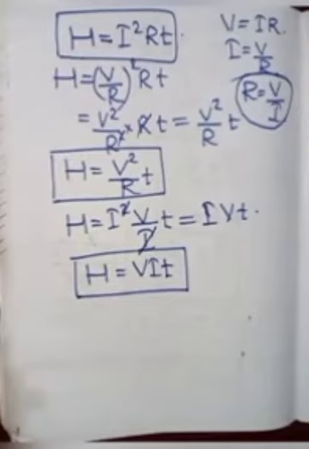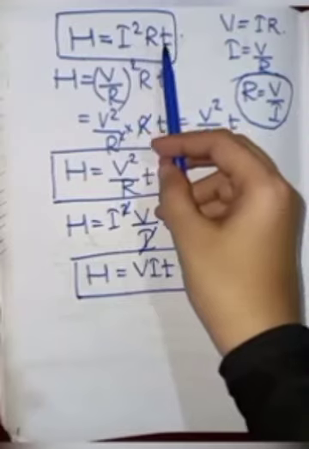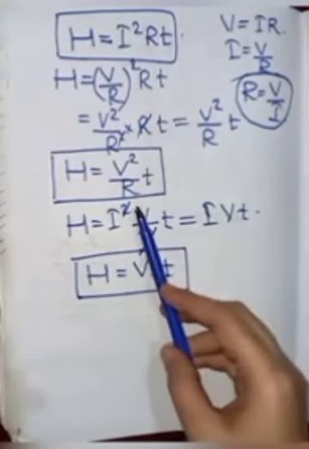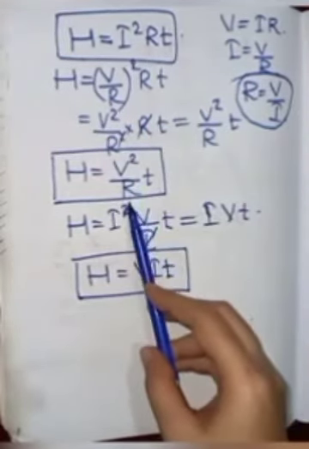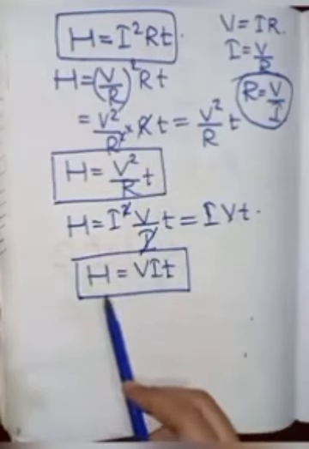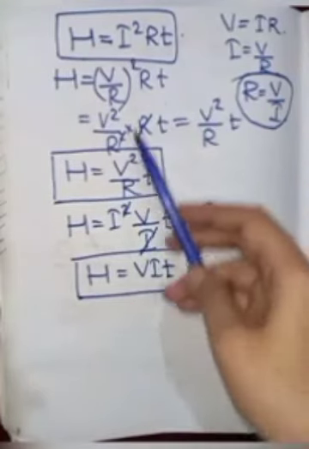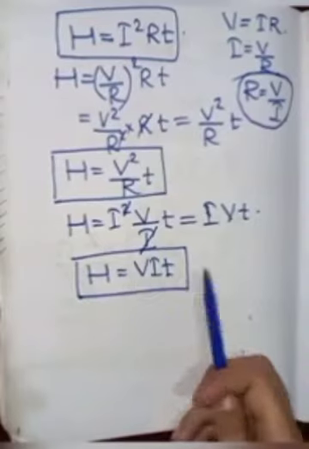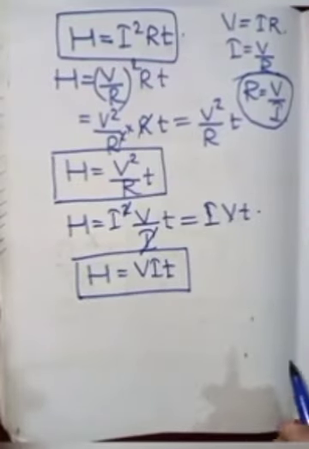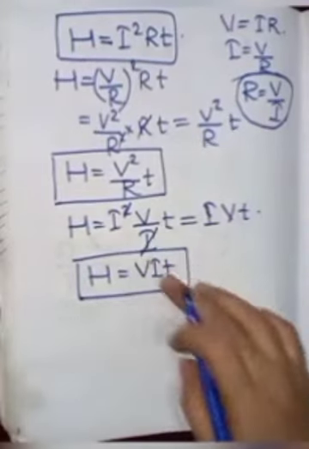According to Joule's law of heating, H is equal to I square into R into T. There is another equation also, H is equal to V square by R into T, and H is equal to V I T. These three equations are very important. We have to do some problems relating to these three equations.